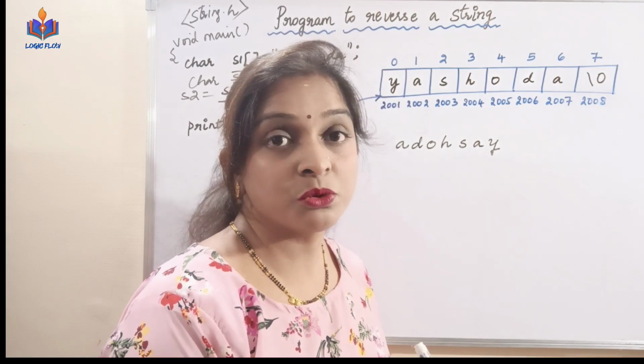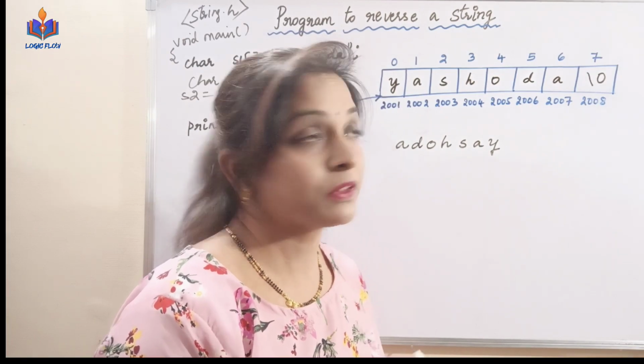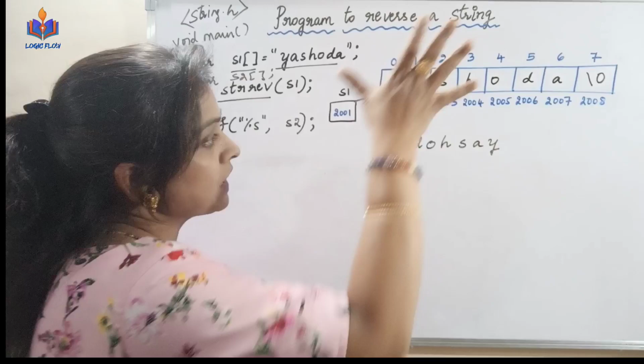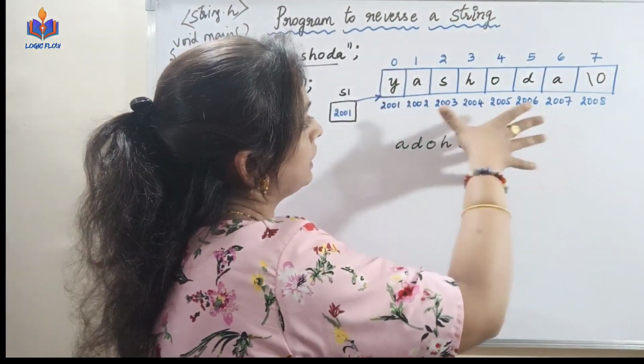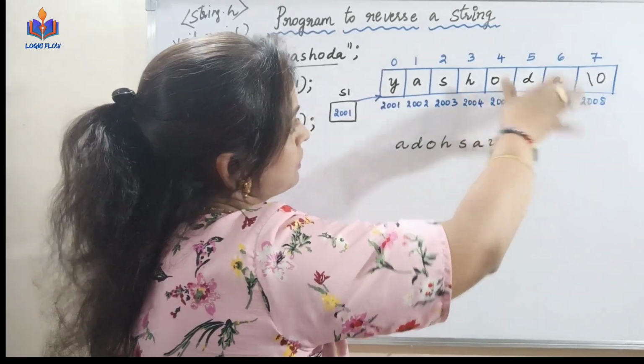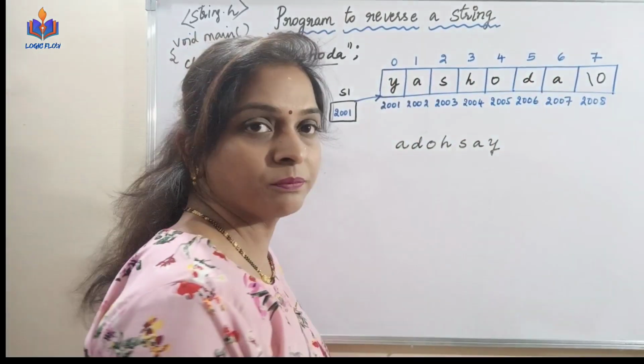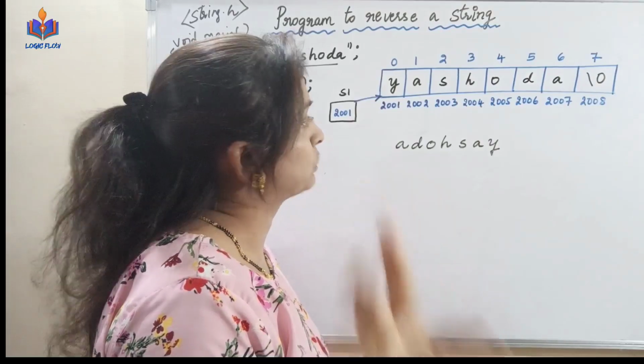So how do we need to do this? Here we need to see what happens when I say I am reversing the string. Here we have the total length as how much? 0 to 6, it is 7, and one extra byte to store the null character.